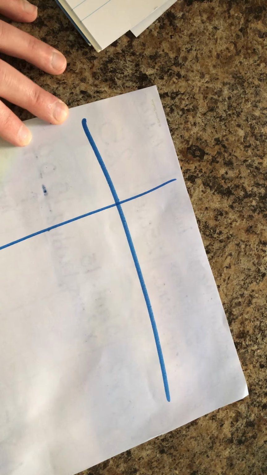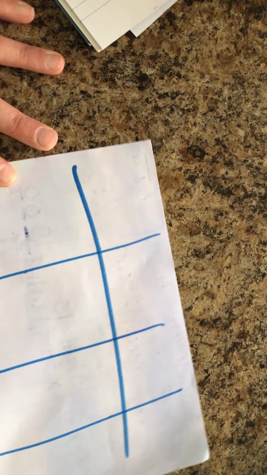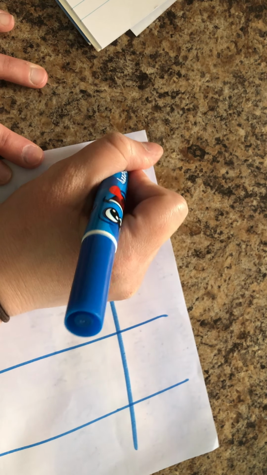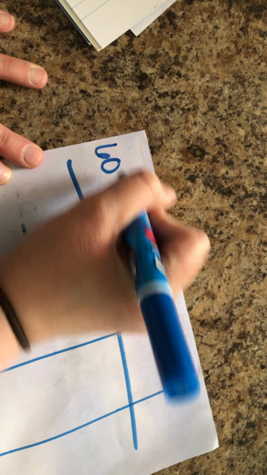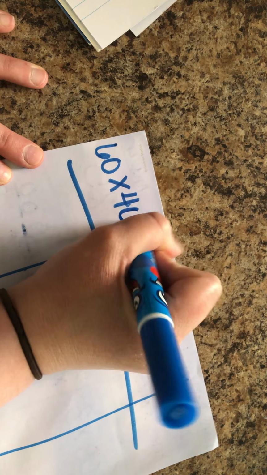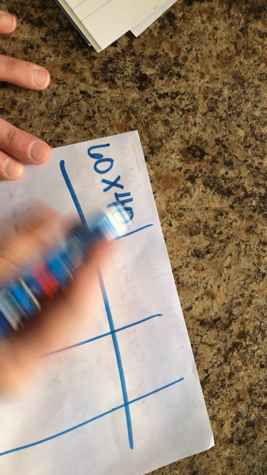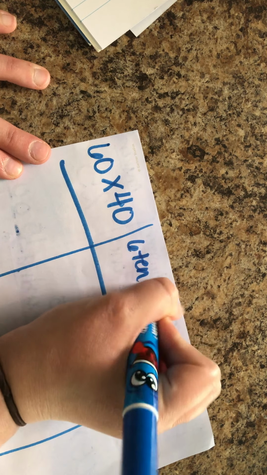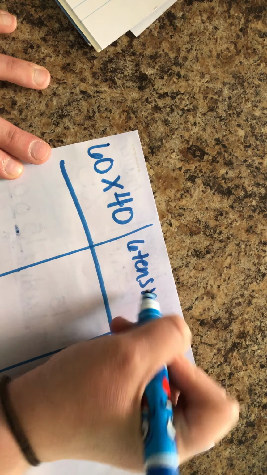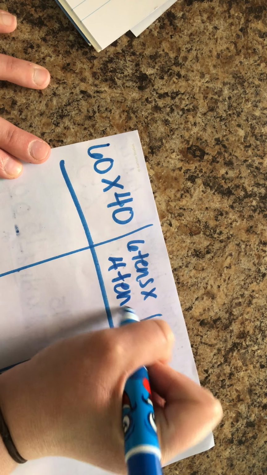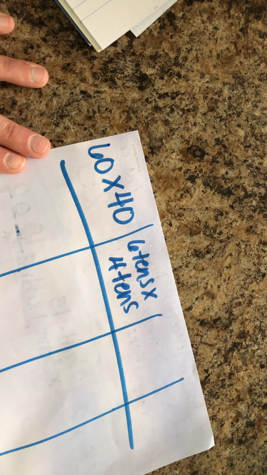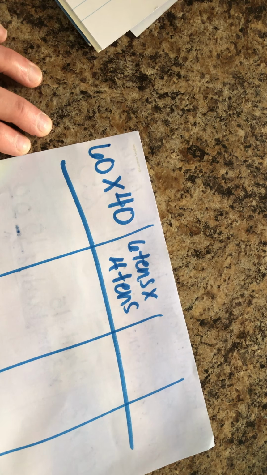Okay, so let's do another one of those just quickly. So let's think about it. Let's do 60 times 40. Okay? So let's do 60 times 40. Again, how many tens do we have? We have 6 tens. And we have how many tens here? 4 tens. I wish you guys were here so you could answer me. Okay, so 6 tens times 4 tens.